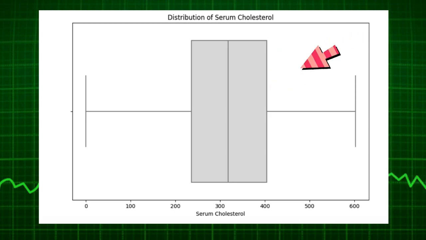This plot helps visualize the spread and central tendency of serum cholesterol levels. It is useful for identifying the range of typical cholesterol levels and detecting any extreme values or outliers.